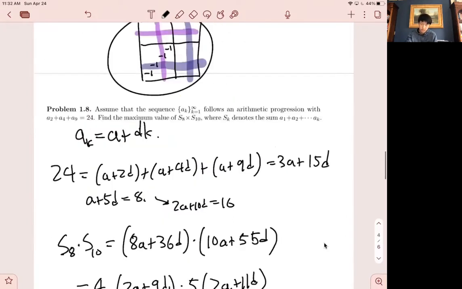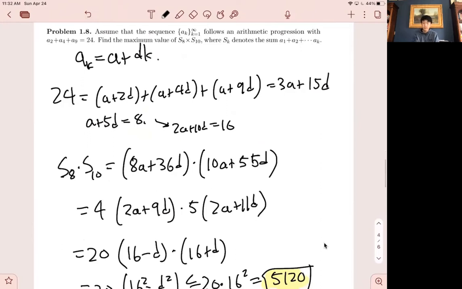Okay. Problem 8. Assume that the sequence a sub k follows an arithmetic progression with a sub 2 plus a sub 4 plus a sub 9 equals 24. Find the maximum value of s sub 8 times s sub 10, where s sub k denotes the sum a sub 1 plus all the way up to a sub k.